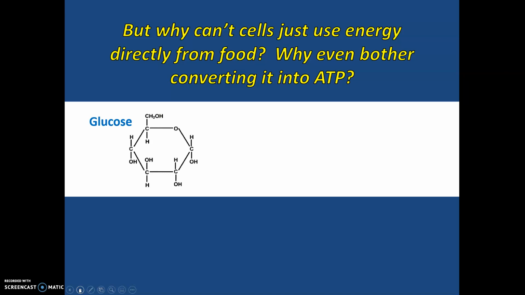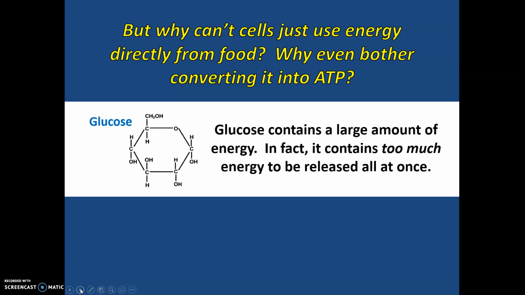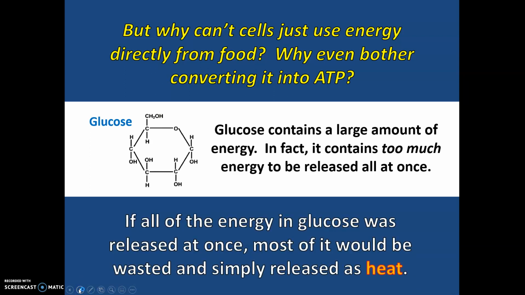But why can't cells use energy directly from food? Like, why do we have to convert it to ATP? And that's because glucose is too much energy. The energy it has is too much to be released all at once. If all of the energy in glucose was released at once, most of it would be wasted and just released as heat.